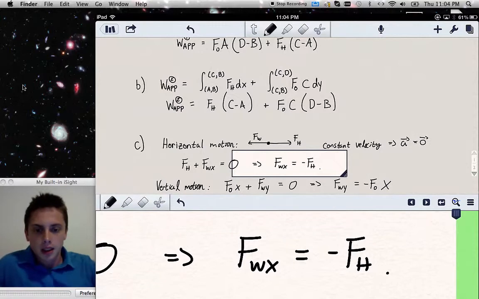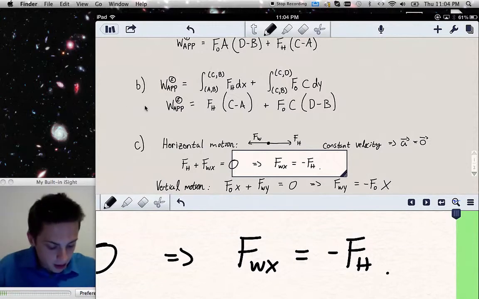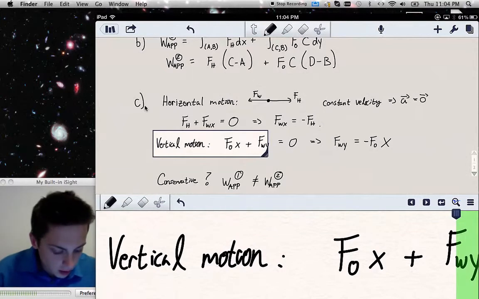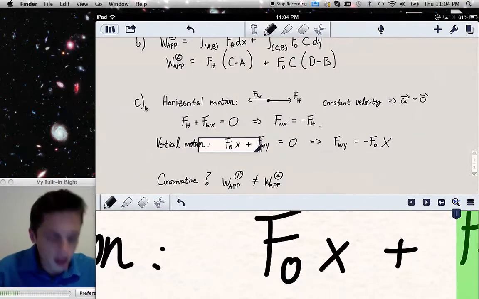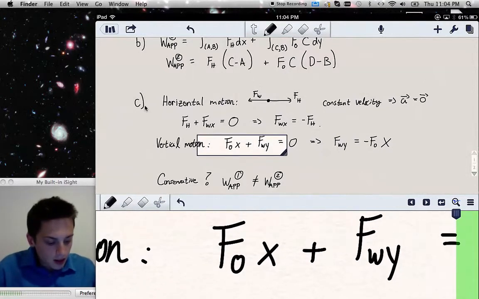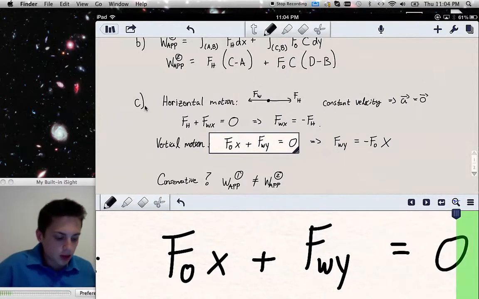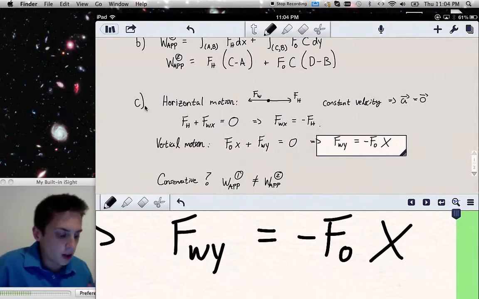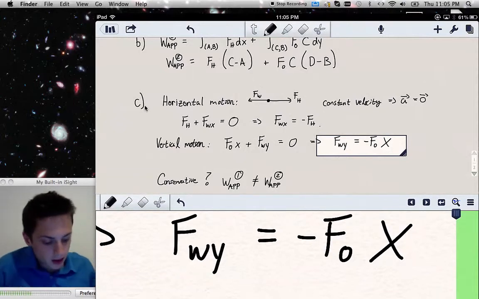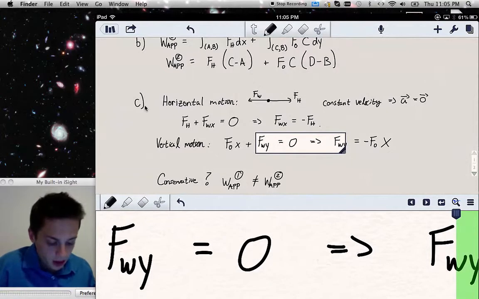Okay, and so now we have the case where we're moving vertically. And remember, the vertical force is F0 times the x-coordinate along the path. If we sum the forces, the force of the water and the applied force, we'll find that the applied force in the y direction is going to be negative F0x, so F0x pointing down, once again, because the acceleration must be 0 in this case.